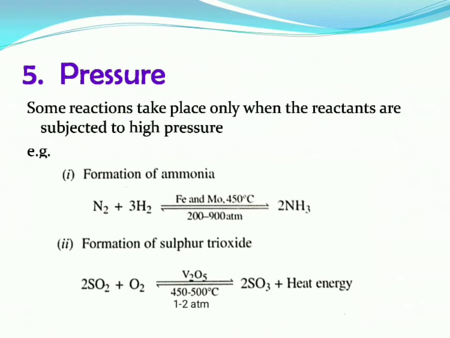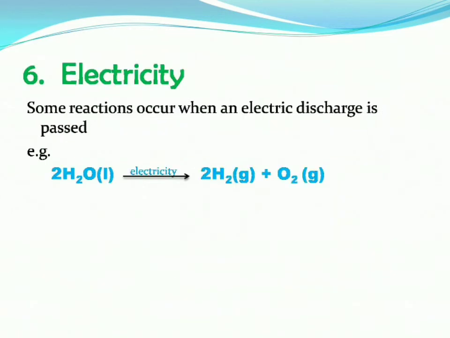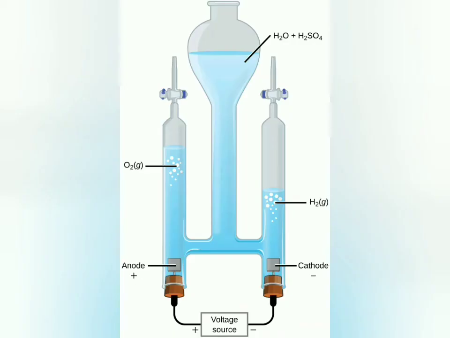Then there are some reactions in which the reactants require pressure to be applied to get converted into products. For example, we have to apply pressure on the mixture of nitrogen and hydrogen to convert it into ammonia. Also, for the formation of sulfur trioxide from sulfur dioxide and oxygen, 1 to 2 atmosphere pressure is applied. Then for carrying out some reactions, we have to pass electric current through the reactants. For example, acidulated water decomposes on passing electric current through it to give hydrogen and oxygen gases.